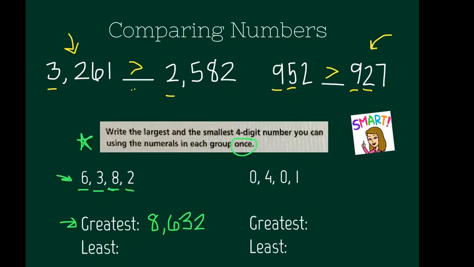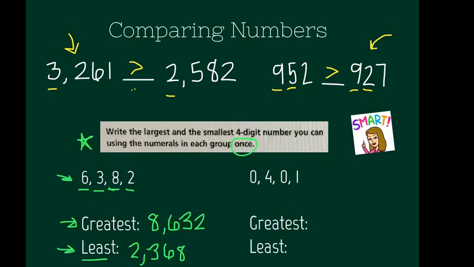Now I'm going to do the opposite and make the smallest number, or the least. So in this case, I'm going to do the opposite strategy. And I'm going to be putting the smallest number first because that's going to be in the biggest place value. But remember, I want the smallest number that I can get. So this time I'm going to put the 2 first. And I'm just going to work my way backwards. So 2,368. Now that's the smallest number I could make with the numbers they provided.